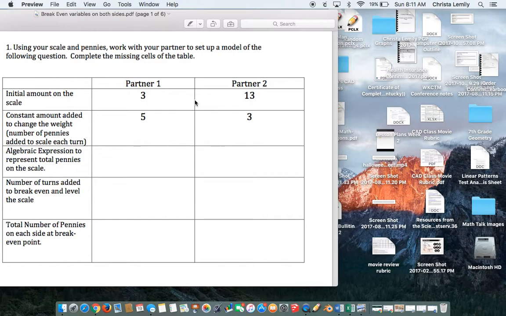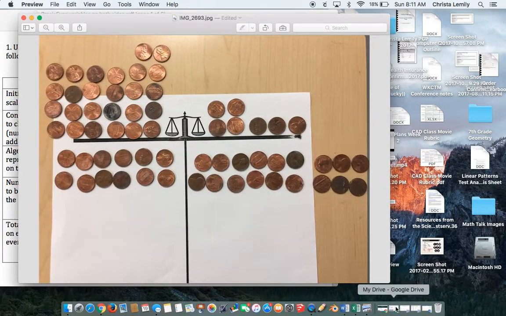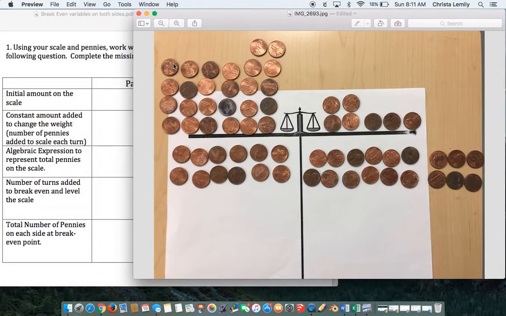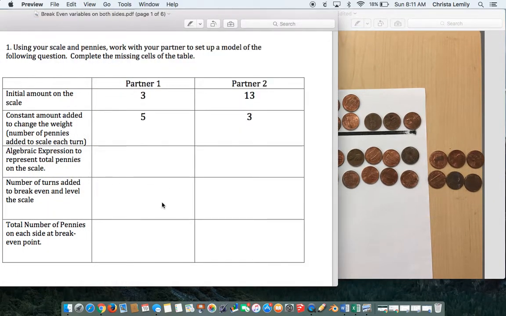So in this one, they have an initial amount on a scale, and then they're adding by a constant rate of change, and they're trying to balance the scale and break even. Every time you take a turn, both partners have to take a turn. So it winds up looking like this. This is partner 1's initial amount, partner 2. But partner 1 only adds 6, and this partner's adding 9. How long until the scale breaks even? With this, you have to take turns at the same time. And then you also get around to writing the algebraic expression to represent your pattern and determine the number of turns you will have to take together to make the scale break even.